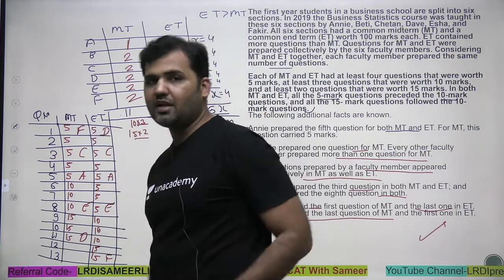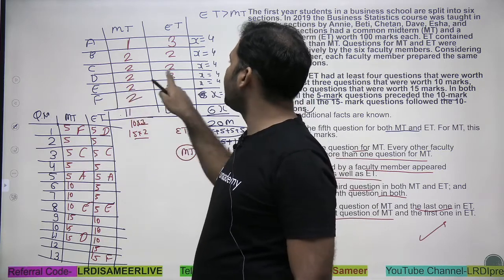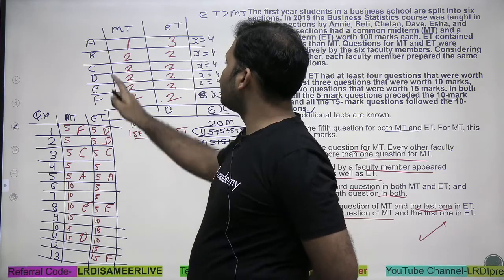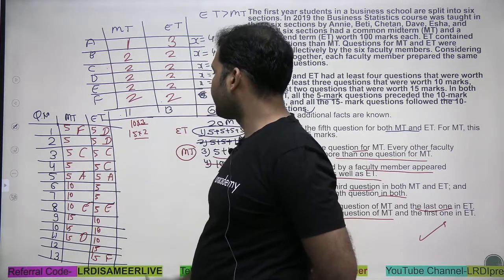Now just use the point, the number of questions prepared by the faculty member are consecutive. And Dev is preparing 2 questions in ET. So can I say the next question has to be prepared by Dev? And C is also preparing 2 questions in ET. So this question must be prepared by C.